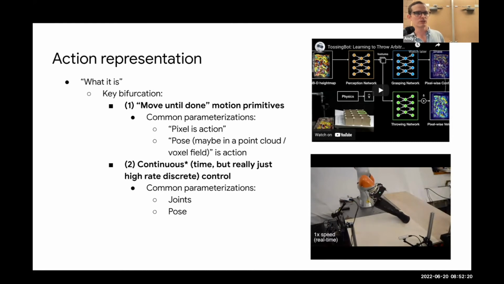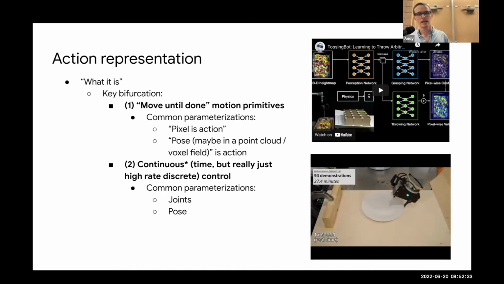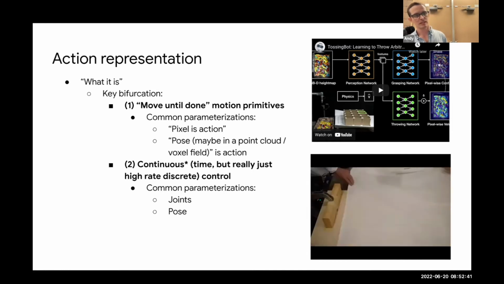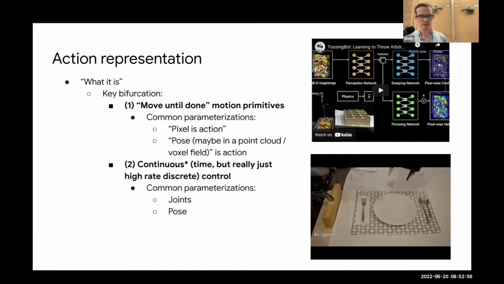So you look at the world, you choose a thing, and then you might be moving without revisiting your learned policy component for maybe a few seconds. And that is the type that's operating in the collab that we gave out today. Some common parameterizations of what the learner chooses as its action: you can consider pixel as action, which is a really nice setup and works nicely with a lot of computer vision tools. Maybe a pose, in a point cloud or a voxel field, is an action. That's one way to do it. I'll come back to why these are good choices for this motion primitive style.